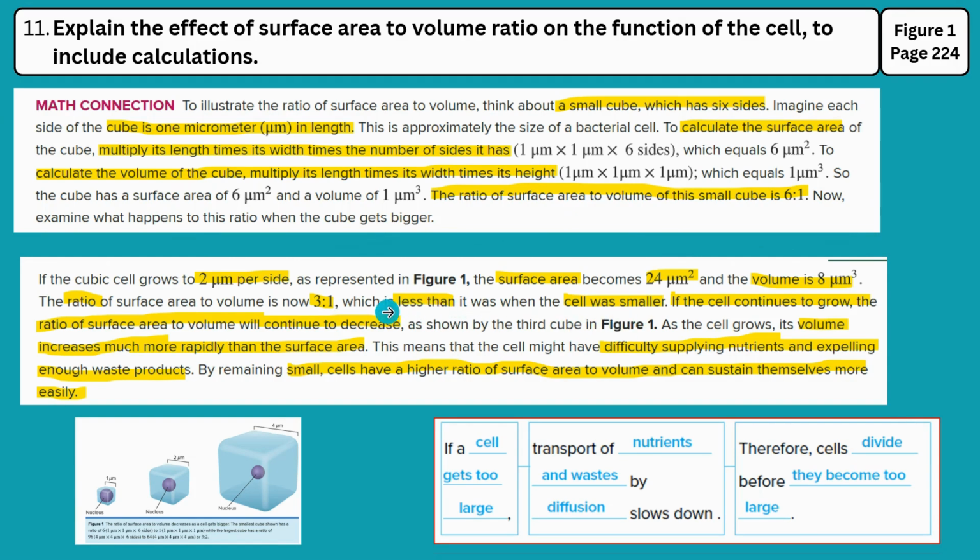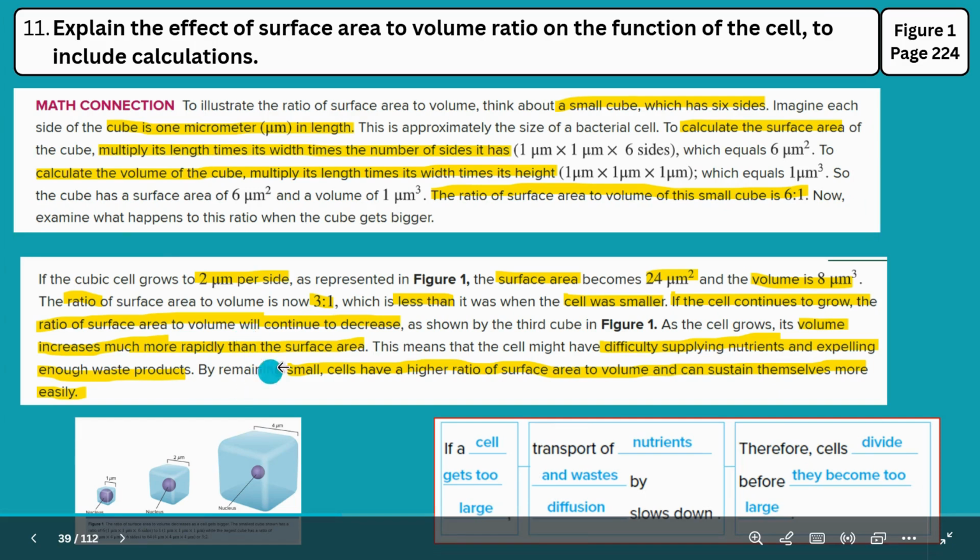If the cell goes on growing, the ratio will keep on becoming smaller. It will decrease. As the cell grows, its volume increases much more rapidly than the surface area. So this is not very effective, because it is difficult to supply nutrients and expel enough waste. If the size is more, the volume increases. It's difficult to supply nutrients. Surface area does not increase at that rate.